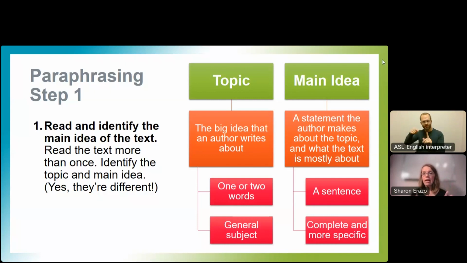So as you read a text, you'd want to identify the topic, you'd want to identify the main idea, and this probably will require reading a text more than one time. So when you're writing an assignment and you need to paraphrase something, please ensure you're giving yourself enough time to focus on this first step. Because if we don't do this step well, it will make things more difficult as we move on to the writing stage of our paraphrase.